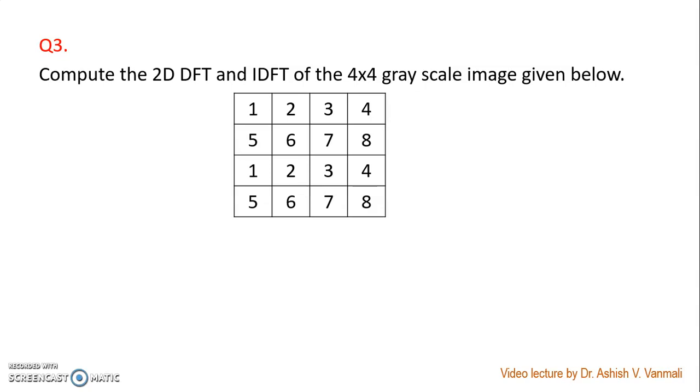The question over here is to compute the 2D DFT and IDFT of a 4x4 grayscale image given below. So over here indirectly what we want to do is for the image take the 2D DFT and then take the inverse DFT of that and we should get the same image back.